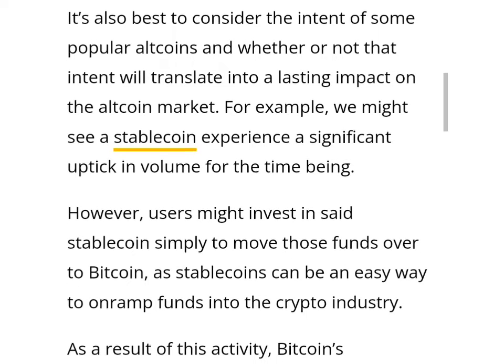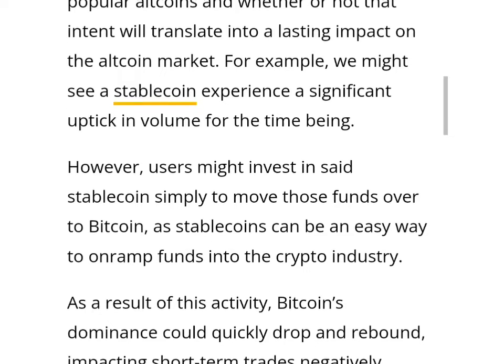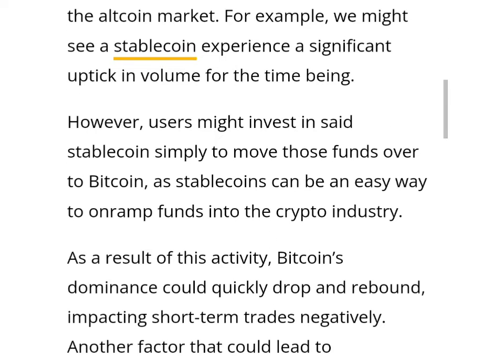It's also best to consider the intent of some popular altcoins and whether or not that intent will translate into a lasting impact on the altcoin market.